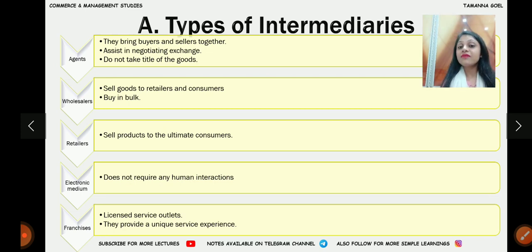Then electronic medium. Today we have online software. Nowadays online shopping is the king of the market. Here there is no human interaction. There are just artificial intelligence software that help people reach the producers or the consumers. And the last is franchises. When brands become very, very huge and become transnational companies, it becomes very difficult for them to manage each and every store or each and every market. It becomes impossible for them. In that case, they go for franchising. In franchising, they give a license to other people so that they can sell their products. They provide them training and in return, they charge royalties from them. So these are the various types of intermediaries, right?